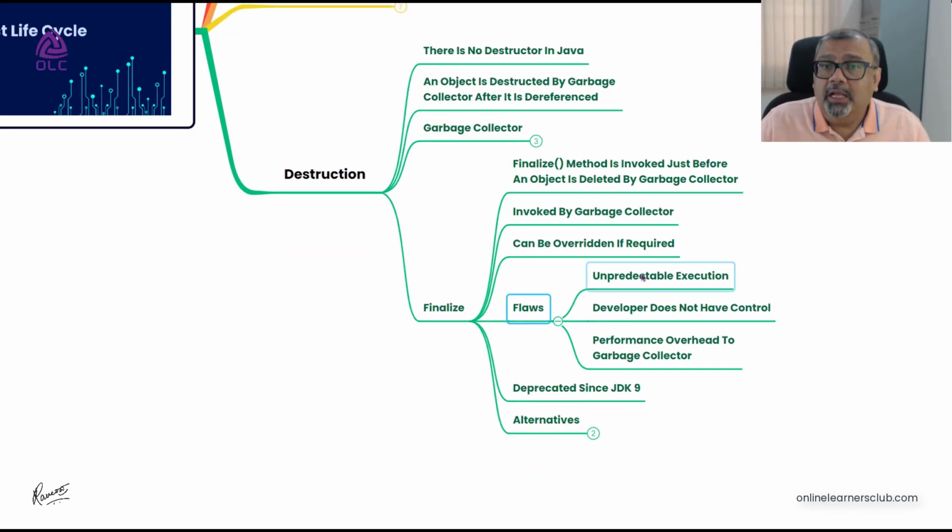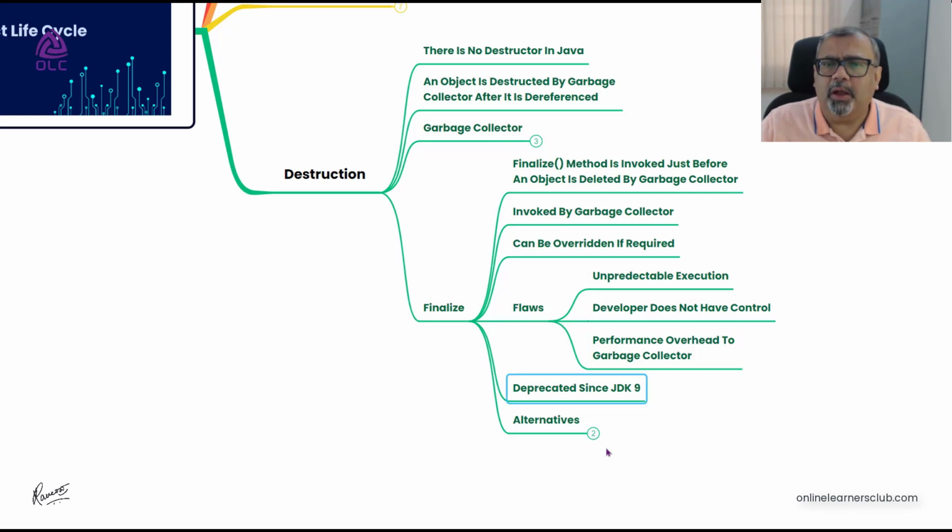So what are those? First, it's unpredictable execution. We saw in the demo that it might or might not be invoked, because when the JVM directly shuts down, it is possible that it will directly release the memory but will not invoke this particular method. So the developer does not have control over the invocation of the finalize method. This is very important, and it also brings additional overhead to the garbage collector, and that can kill the performance of a Java application.